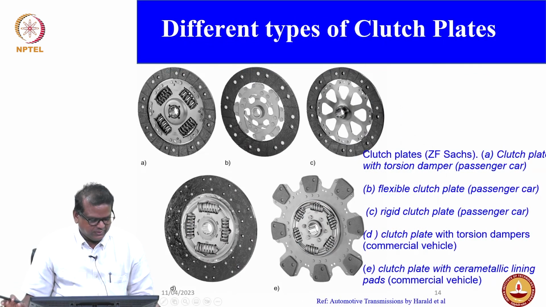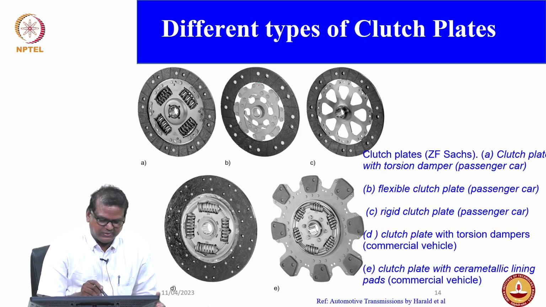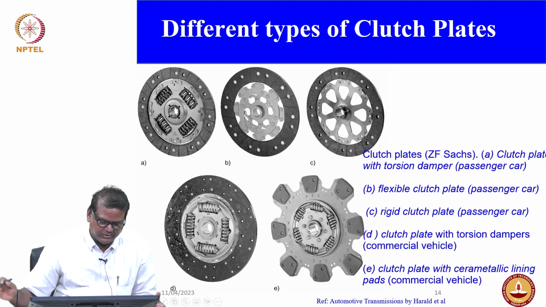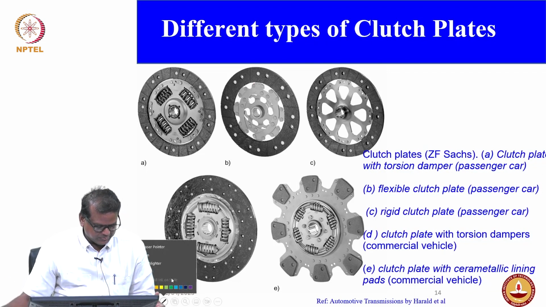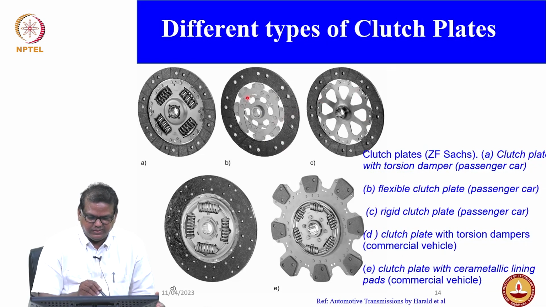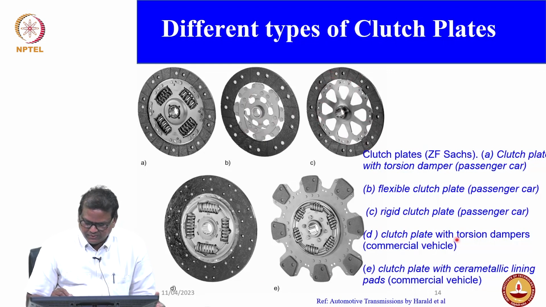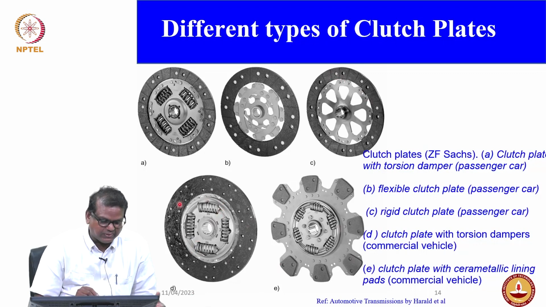Not only that, you have different types of clutch plate. A is a clutch plate with the torsion damper, and B is a flexible clutch plate for passenger vehicles. You can see the linkage kind of arrangement, these nice linkage things. Then you have a rigid clutch plate, mostly for passenger application. Then you have a clutch plate with torsion dampers for commercial applications.